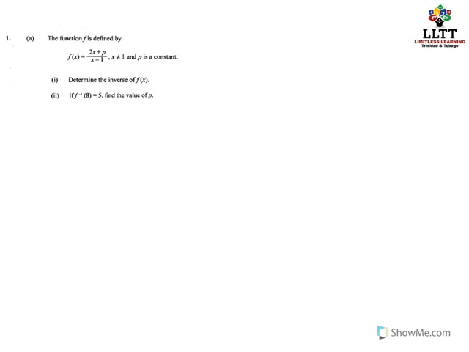So following the steps to find the inverse of a function, the first thing that we do is replace f of x with x. And then you're going to replace x on the right-hand side with y. So you're going to have 2y plus p divided by y minus 1. The next step is to make y the subject of the equation, i.e. get y on one side and everything else on the other side.